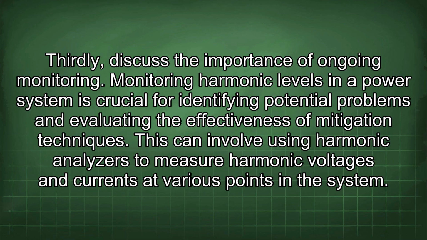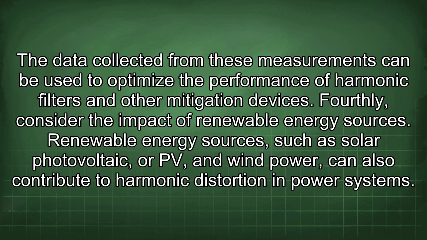Thirdly, discuss the importance of ongoing monitoring. Monitoring harmonic levels in a power system is crucial for identifying potential problems and evaluating the effectiveness of mitigation techniques. This can involve using harmonic analyzers to measure harmonic voltages and currents at various points in the system. The data collected from these measurements can be used to optimize the performance of harmonic filters and other mitigation devices.